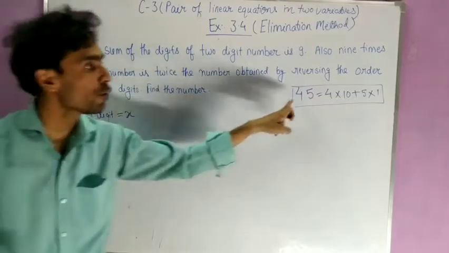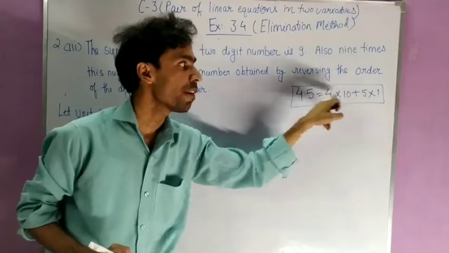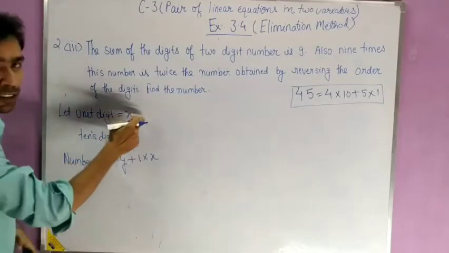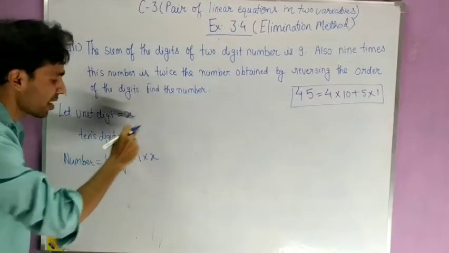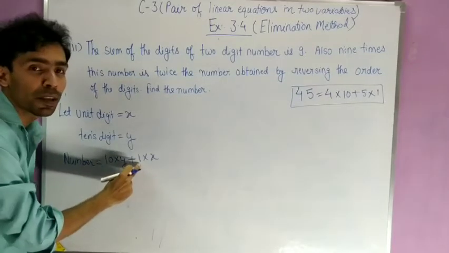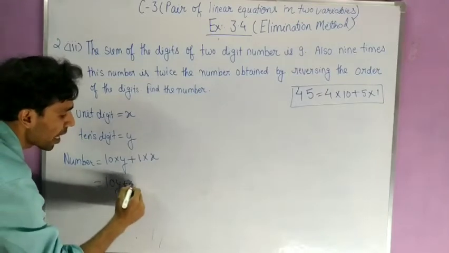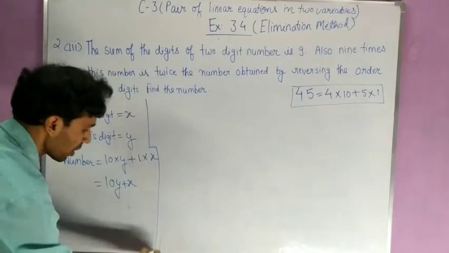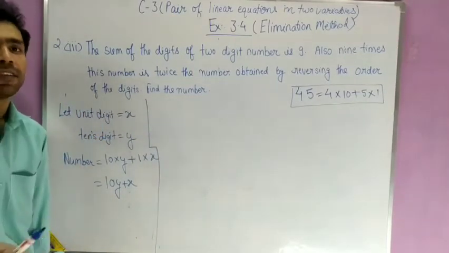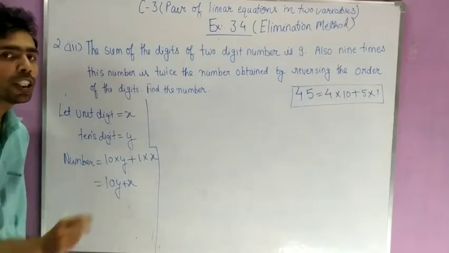I told you, now because 5 is at the unit place and 4 is at the tens place, 4 is multiplied by 10, plus 5 is multiplied by 1. Because we don't know the number now, in place of the number we have assumed the unit place is x and the tens place is y, so y is multiplied by 10 plus 1 is multiplied by x. So the number will be 10y plus x. This is our number. After that we will find the values of x and y, but right now our number is 10y plus x. It is a 2-digit number.